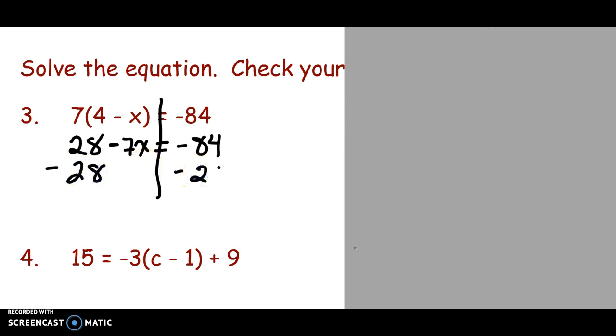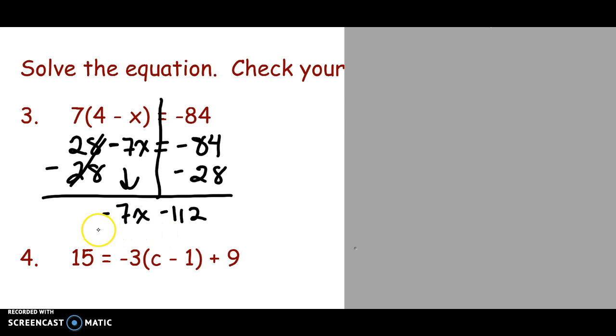Subtract 28 from both sides. 28 minus 28 gives you 0. The negative 7x drops down. Negative 84 with a negative 28, add those together, you get negative 112. Now you want to get x by itself. I don't personally know off the top of my head what number negative 7 times equals negative 112, so I'm going to divide both sides by negative 7, and I get x equals 16.